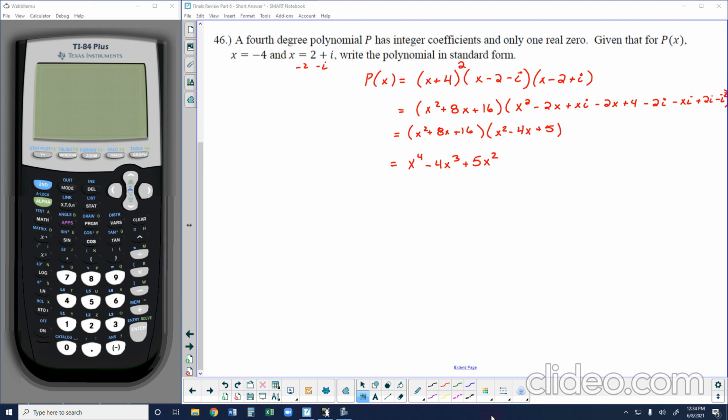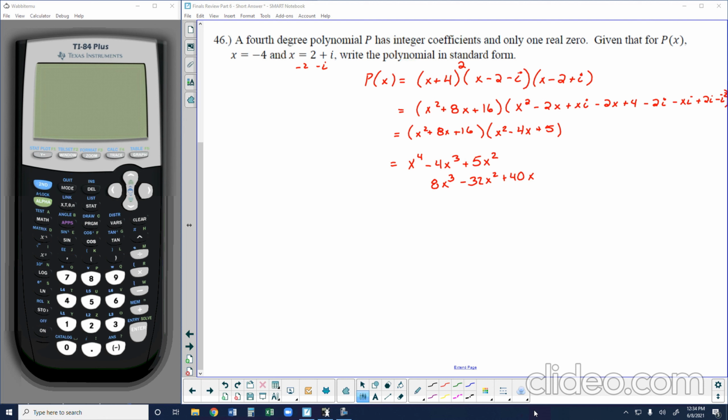I'm going to distribute the 8x. I'm going to go ahead and line up my terms here. So 8x times x squared would be 8x cubed. 8x times negative 4x would be, sorry, not negative 40, but negative 32x squared. And then 8x times 5 would be 40x.